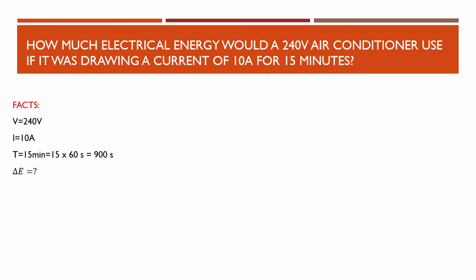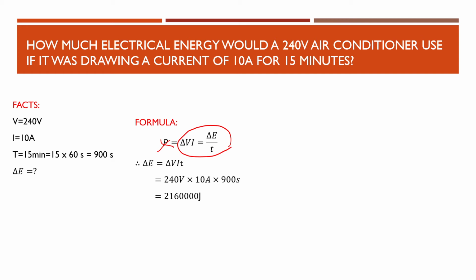Well, first of all, I would have a look at all my power equations and see which one I can calculate power for. So power equals VI, also equals delta E over T. So what I can do is ignore the P for now, because they should equal each other, and just rearrange these ones. Delta E is VI times T. Okay, easy. So I'll substitute 240 in here, 10 amps in here, and then 900 seconds in here, and then I get a very big number.